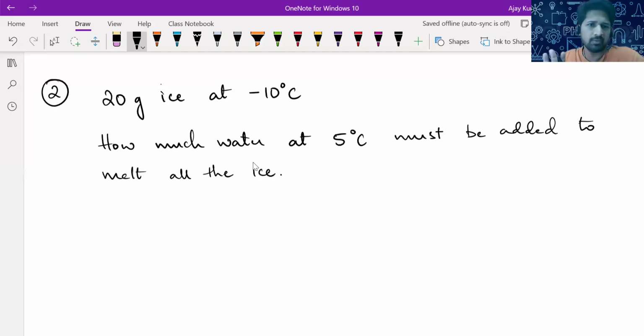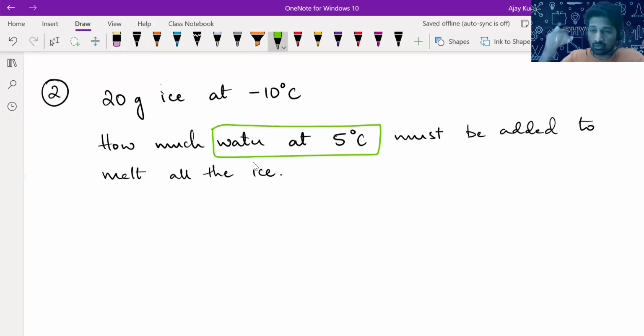Okay, we just want to melt the ice. It means we want to convert it to water at 0 degrees. That's all. So there is 20 grams of ice at minus 10 degrees. You have to find out how much extra water should be added to it such that the ice comes to 0, and after it comes to 0, the process should stop. The conversion should stop. That means this added water should also go down to 0 by the time the ice melts, because when ice melts, it will be at 0 degrees.